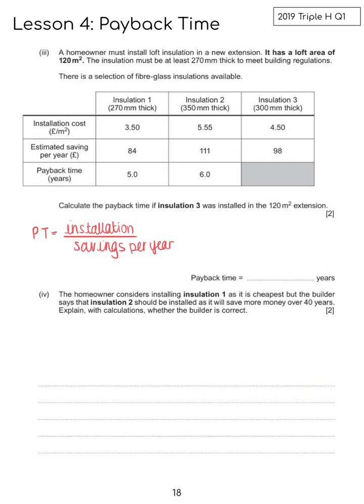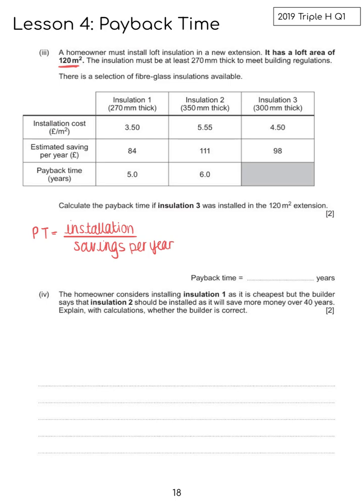Part III of this question says we're installing new loft insulation. It's got a loft area of 120 meters squared. That's in bold, so we're going to need it. And we've got 3 different types of insulations here. Calculate the payback time if insulation 3 was used in the 120 meter square extension.